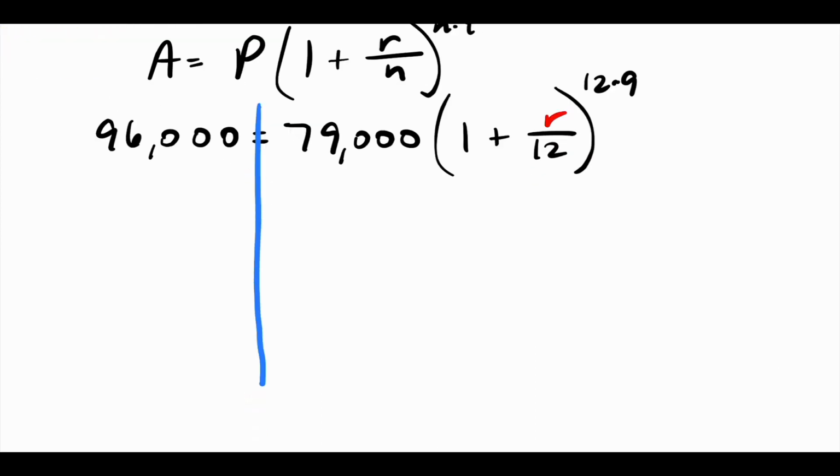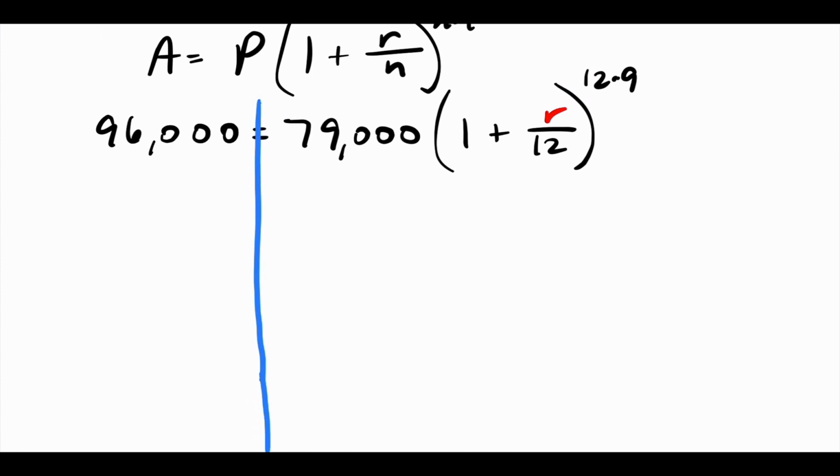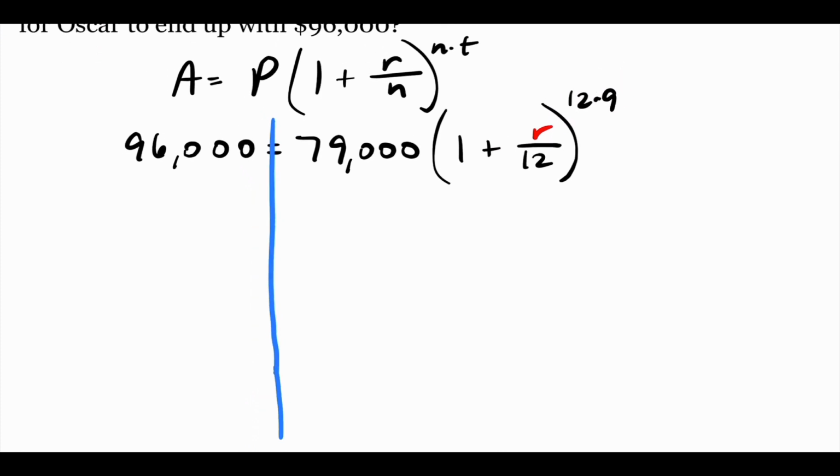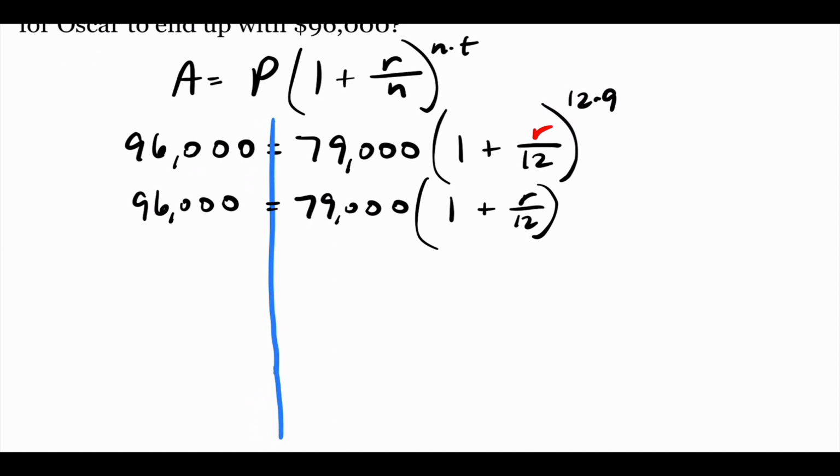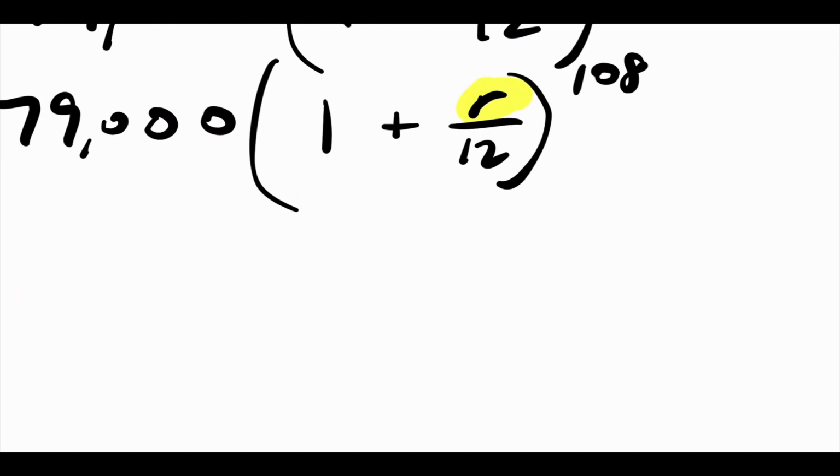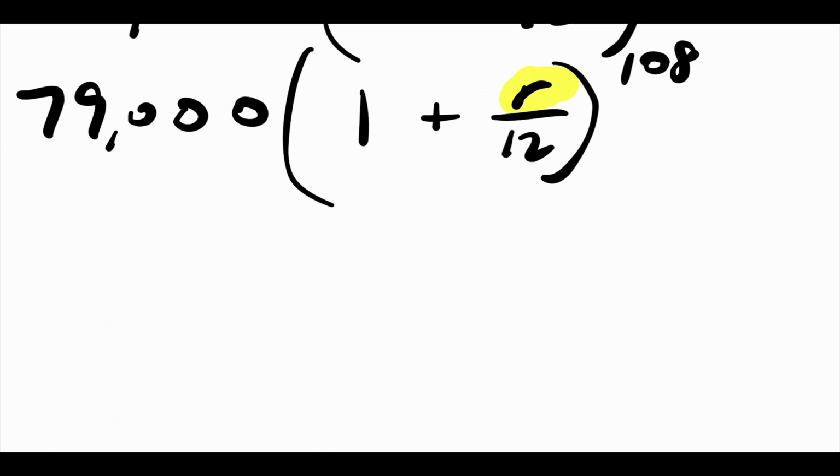I have to solve this for R. Okay, so let me rewrite this. So this is $96,000 equals $79,000 times 1 plus R divided by 12, and then the power is going to be 108 because 12 times 9 is 108. So this is the part I need to get by itself on one side. I slowly have to get rid of all of these things. I have to get rid of the 79,000, the 1, the 12, the 108, but I have to do it correctly.